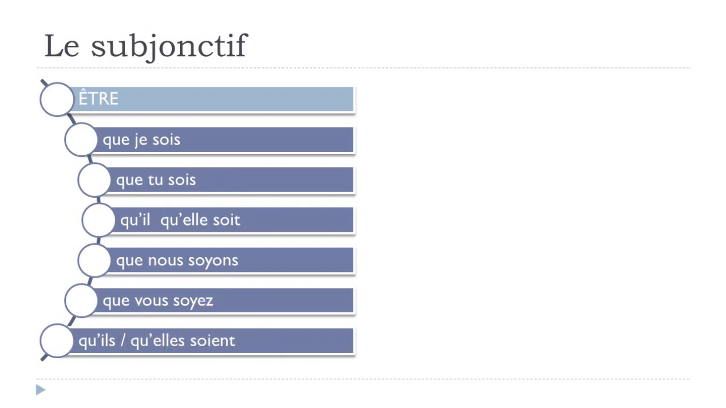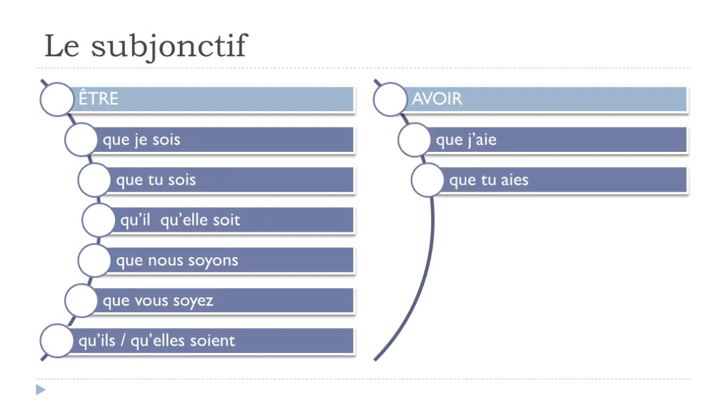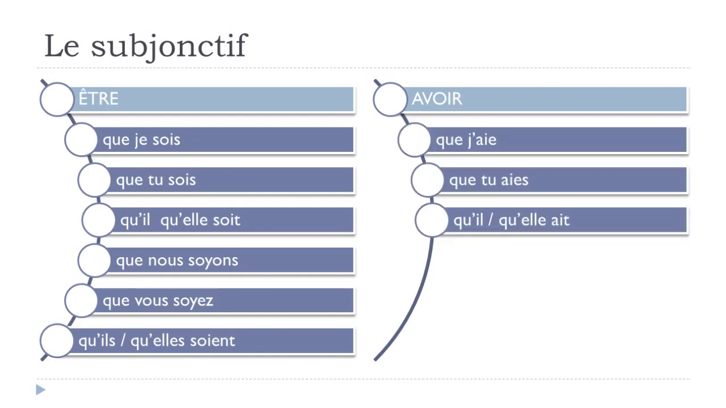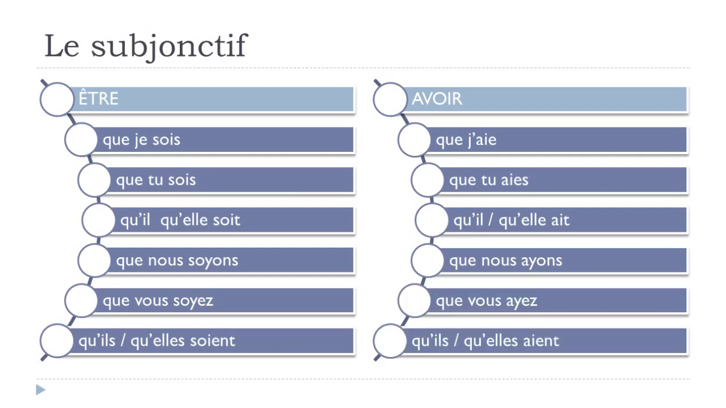qu'il soit, qu'elle soit. And last but not least, avoir, to have: que j'aie, que tu aies, qu'il ait, qu'elle ait, que nous ayons, que vous ayez, qu'ils aient, qu'elles aient. Same thing here, aies and ait: phonetically the same, but try to remember how to write them, okay? And then ayons, ayez. So let's read them one more time. Que j'aie, que tu aies, qu'il ait, qu'elle ait, que nous ayons, que vous ayez, qu'ils aient, qu'elles aient.